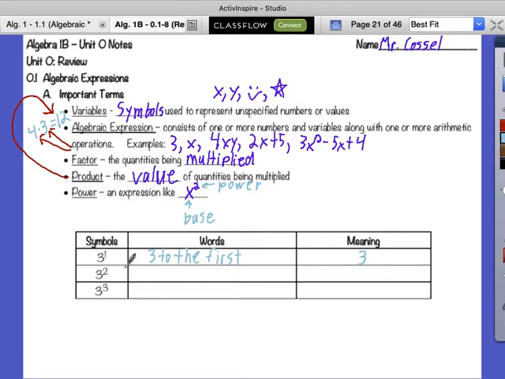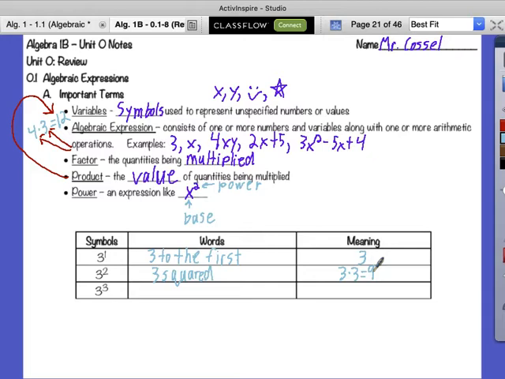So what would this next row be? Tucker? 3 squared, okay? Some of you might know it as 3 squared. Some of you might say, oh, that's 3 to the second, or 3 to the second power, or 3 to the power of 2. Any of those are okay. So 3 squared is just fine. What does 3 squared mean? Tucker? 3 times 3. It's two 3's being multiplied together, which is what? 9. Very good. So 3 squared, 3 to the power of 2, or two 3's multiplied together.